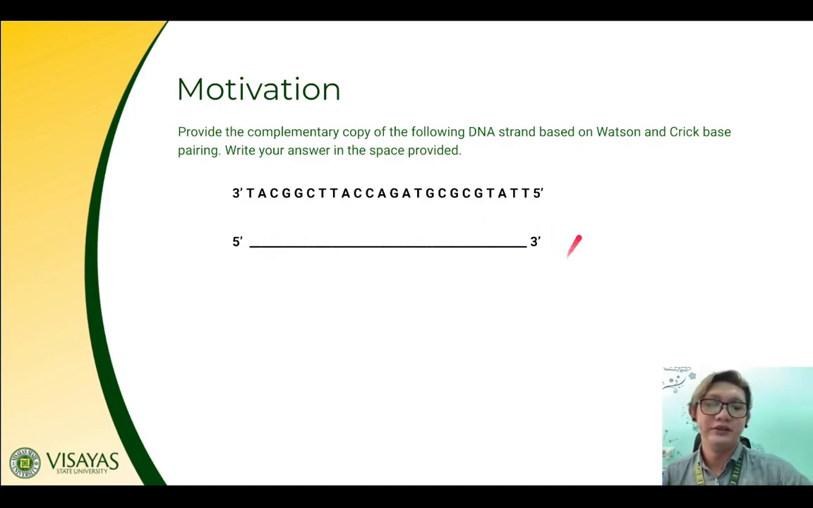Okay, are you finished? So complementary base pairing: T pairs with blank, A pairs with blank, C pairs with blank, and G pairs with blank. So what is the complementary strand of the given strand?